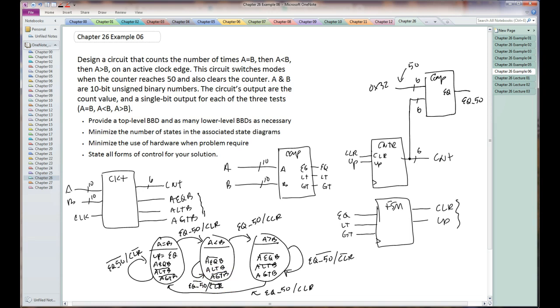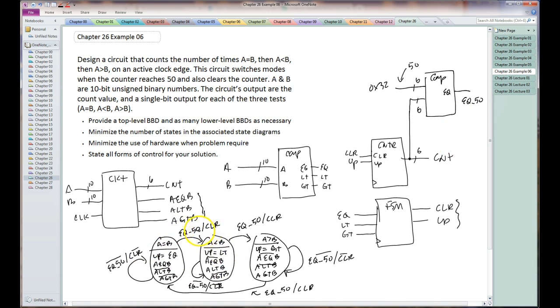Now the one thing to notice, these three states here, they're very symmetrical. They're almost exactly the same, and we can continue with that sameness here by saying up equals LT and up equals GT. At that point, the one thing I'm worried about in this circuit is when exactly it rolls over. So what's going to happen is when this is equal to 50, this clear is going to turn on, because we have it here equal 50, the clear turns on.